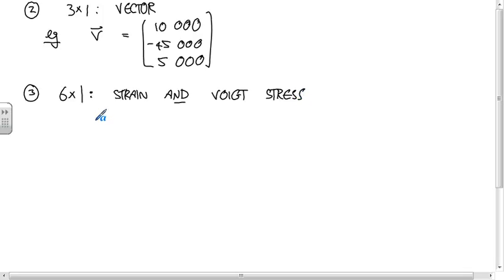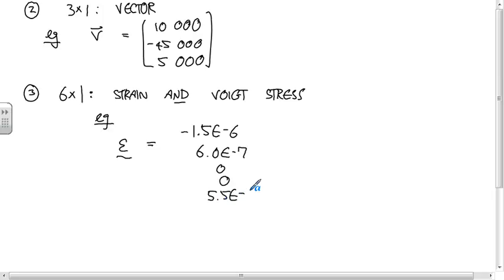Okay, so for example, the strain at a point is represented by epsilon, and you might have a value of negative 1.5 times 10 to the minus 6, 6.0 times 10 to the minus 7, 0, 0, 5.5 times 10 to the minus 6, 0.